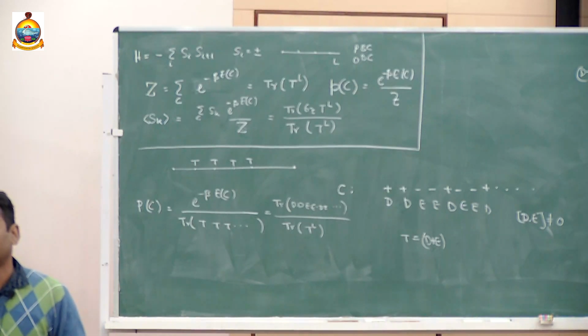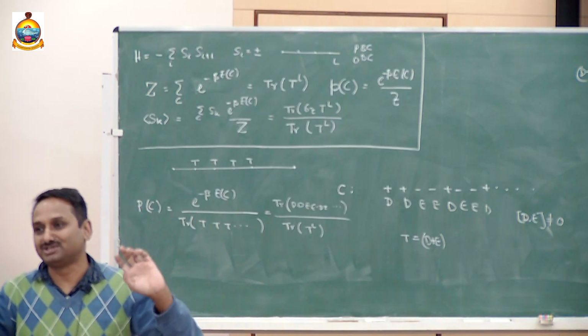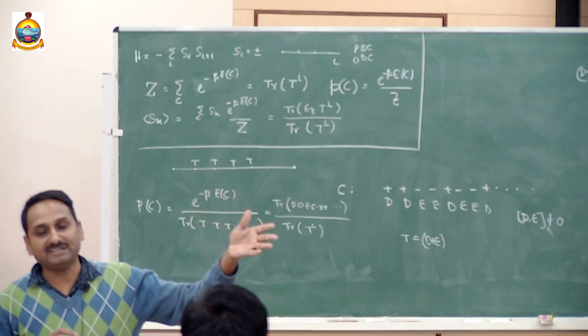Two of them. Whether it is plus or minus doesn't matter. It can be 1 or 0. Each variable has two values. For each value, you replace it by a matrix.